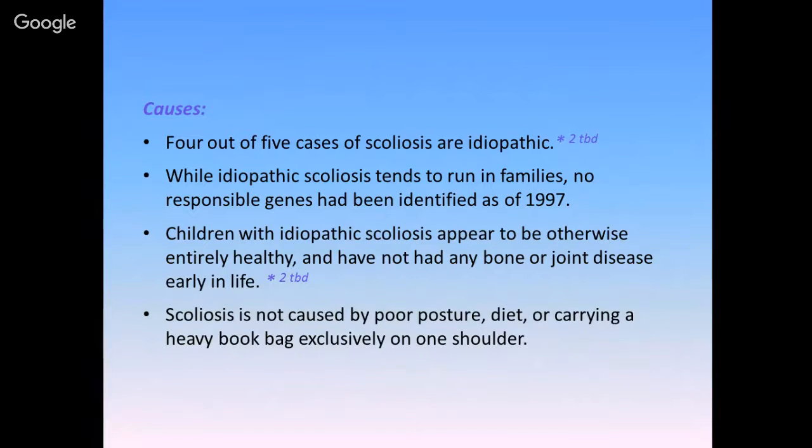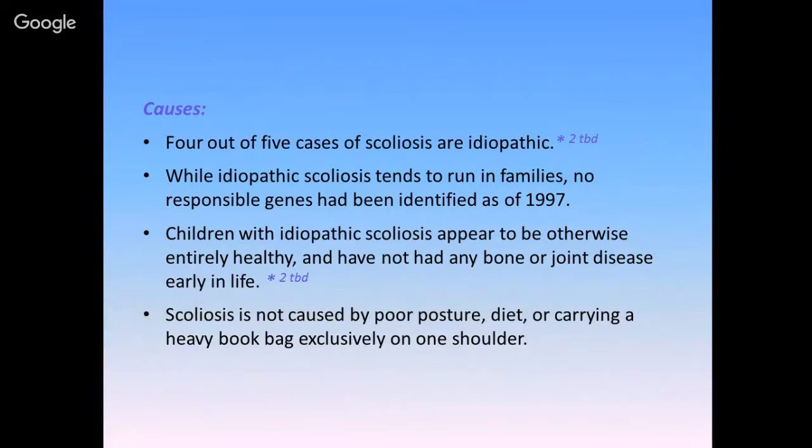While idiopathic scoliosis tends to run in families, no responsible genes have been identified. And children with idiopathic scoliosis appear to be otherwise entirely healthy and have not had any bone or joint disease early in life. So those 2 points we'll discuss a little bit later. Scoliosis is not caused by poor posture, diet, or carrying a heavy book exclusively on one shoulder, according to the medical profession.